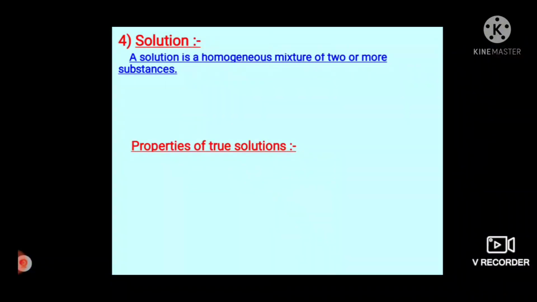What is a solution? A solution contains a solute part and a solvent part. The substance which is dissolved in a liquid to make a solution is called the solute, and the liquid in which the solute is dissolved is known as the solvent. For example, salt solution. Here, salt is the solute. What is the solvent? The water. Water is the solvent. Also we can say the substance which is present in more amount is the solvent, and the substance present in less amount is the solute.